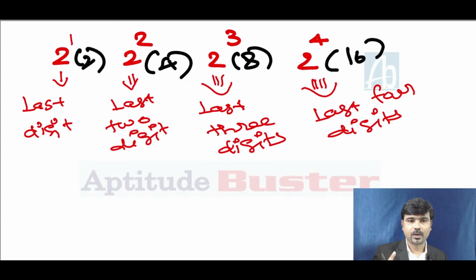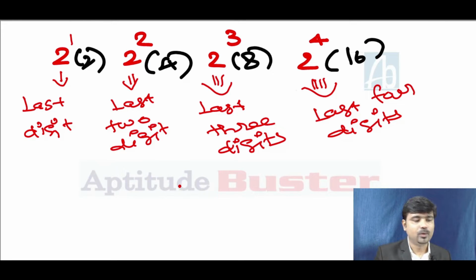If the power is 1, last digit. 2 power 2, last 2 digits divisible by 4. 2 power 3, last 3 digits divisible by 8. 2 power 4, last 4 digits divisible by 16. If I ask you 2 power 5 also, you can find out the rule.